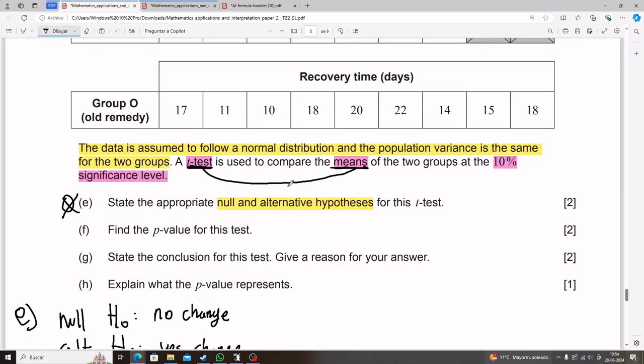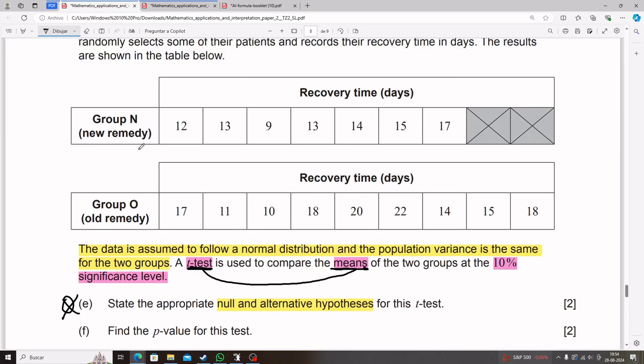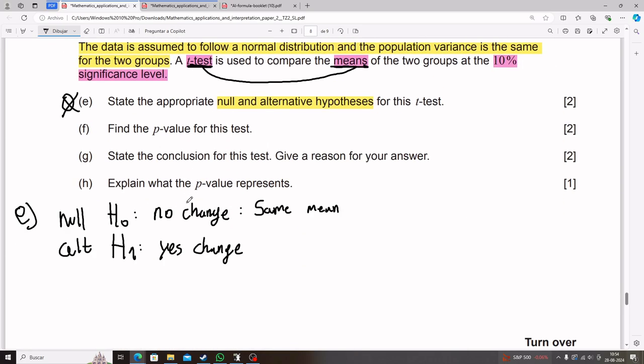Now, in this context, we're comparing means, right? So if the null is for no change and we're comparing means, the null we can leave as same mean. So that means that between the old remedy and the new remedy, there is no difference, so it's going to be the same mean. There is no change. If there is a change, then you would say different means. All right, this is for the initial sort of intuition I need to give you.